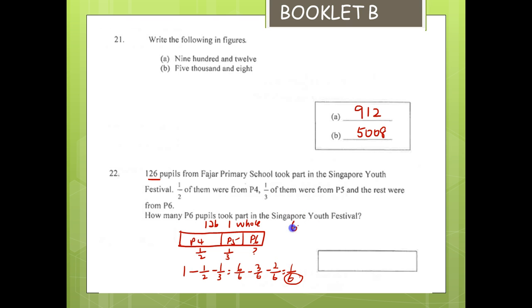So 6 units is 126. 1 unit is 21. How many P6 pupils? It is 1/6. So it's only 1 unit. So answer is 21.